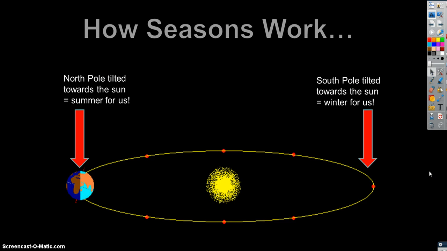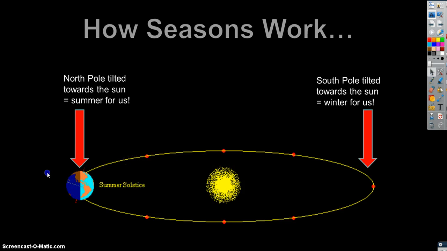Okay, so this is an animation that'll show you what it looks like as the Earth is moving around the sun. Notice as it moves, the little red dots at the top and bottom, those are showing you the North and South Pole. The actual tilt doesn't ever change. It's always at the same angle wherever it is in its orbit.